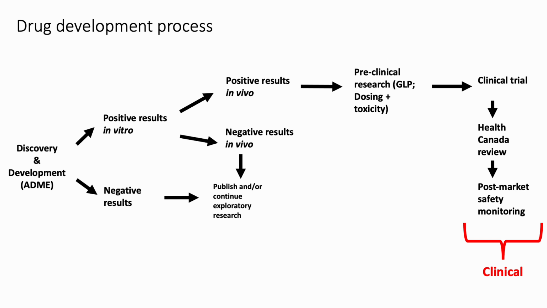We also want to know what the body does to the drug. We call that pharmacokinetics. We also want to know the influence of genes on the effect of the drug on the body. We call that pharmacogenomics. And in phase 1 trials, we are exposing healthy populations.